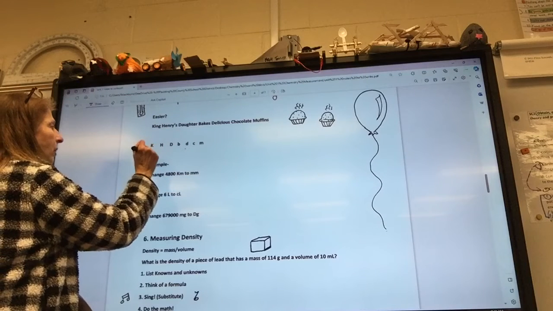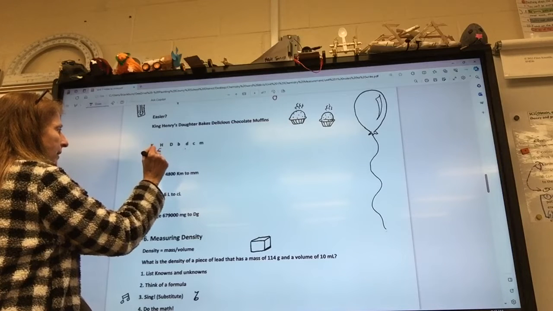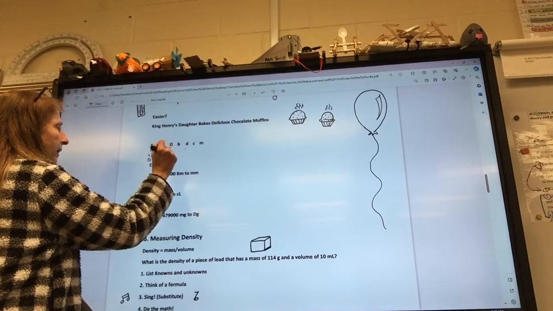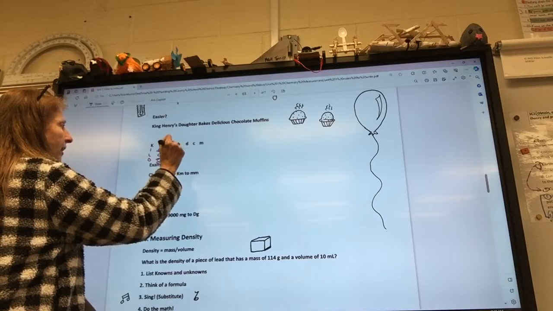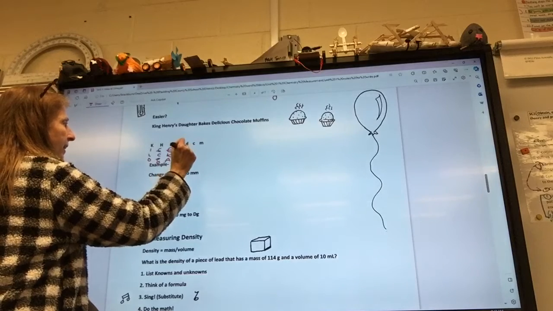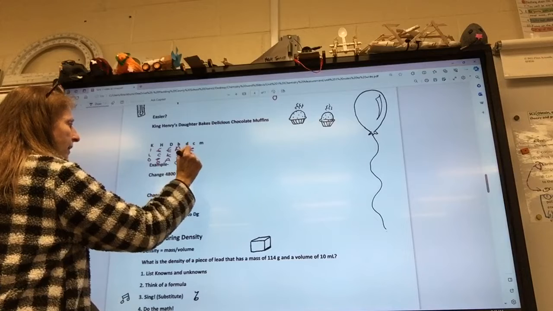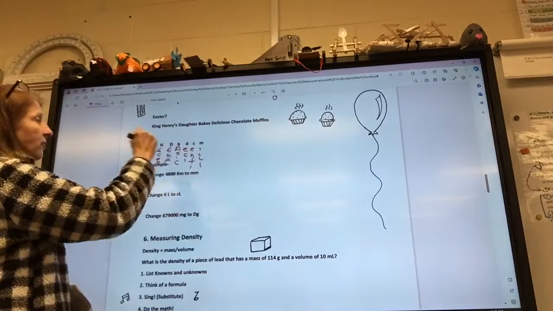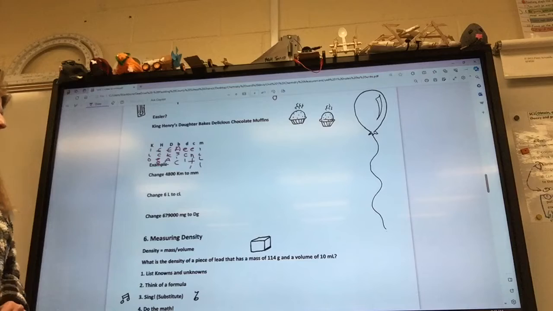So you're gonna have this. So King Henry's daughter bakes delicious chocolate muffins. King is kilo. H is hecto. D is deca. B is basic. D is deci. C is centi. M is milli. So these are the prefixes we can add to the root to get our number. It'll make sense in a second.